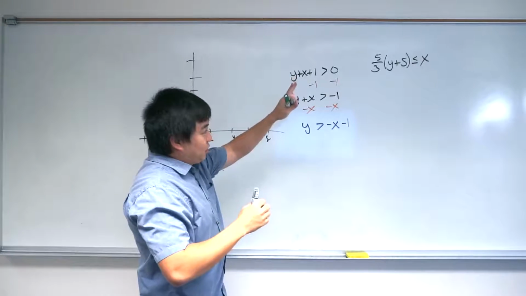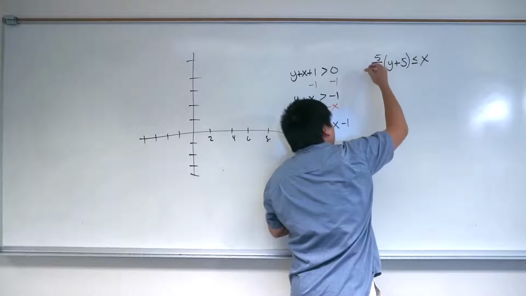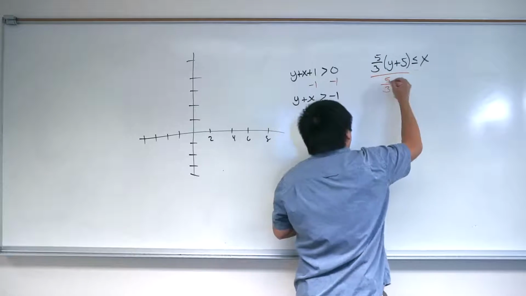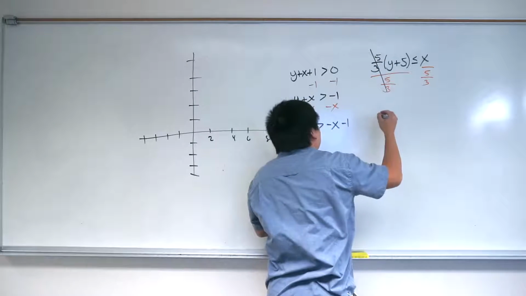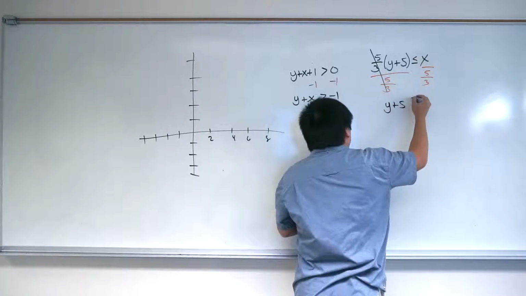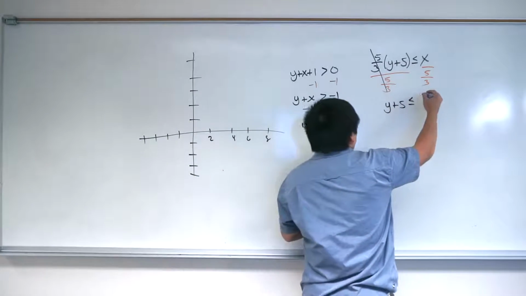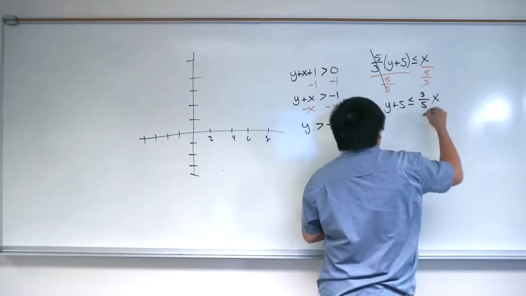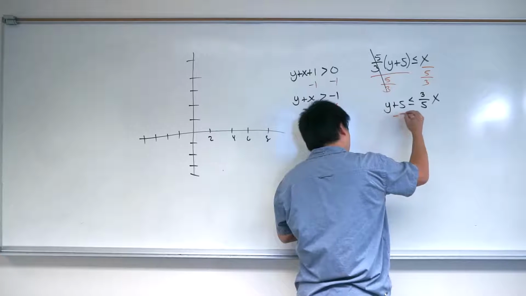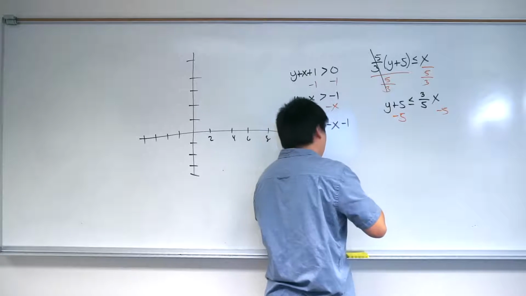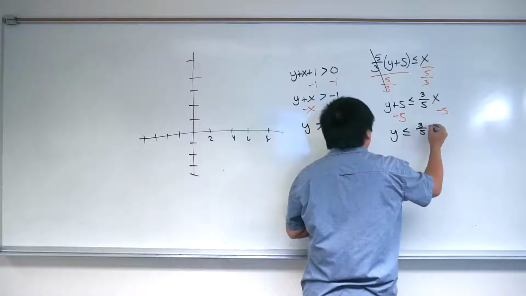So let's go ahead and solve the other one, and then we'll graph that, and you can see what the solution set should look like. So here first, we're going to divide by 5 over 3. So these cancel. And what you're left with is y plus 5 is less than or equal to, when we have division by a fraction, they flip, and then multiply to the top. And then lastly, subtract 5 from both sides. So we get y is less than or equal to 3 over 5 x minus 5.